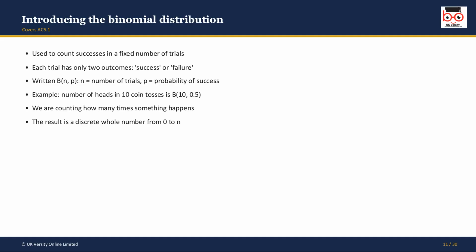Now for the binomial distribution, which counts successes across a fixed number of trials. Each trial has just 2 outcomes, which we label success or failure, and we write it B(n,p), where n is the number of trials and p is the probability of success. The number of heads in 10 coin tosses, for instance, is B(10, 0.5). We're always counting how many times something happens, and the result is a whole number from 0 up to n.